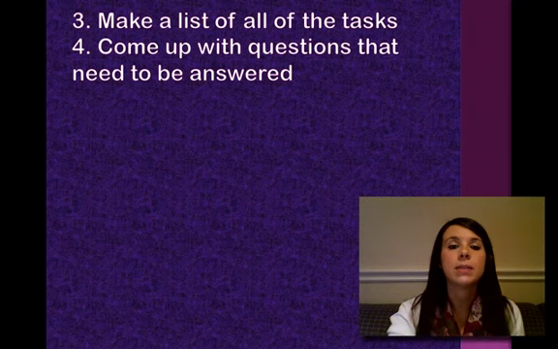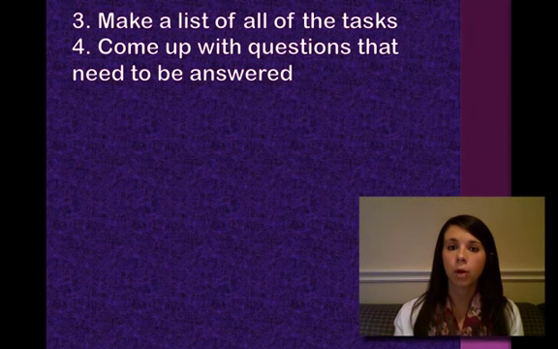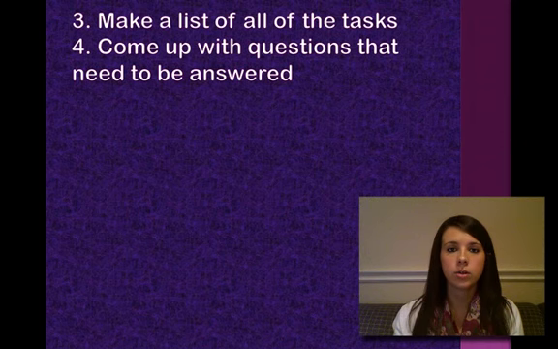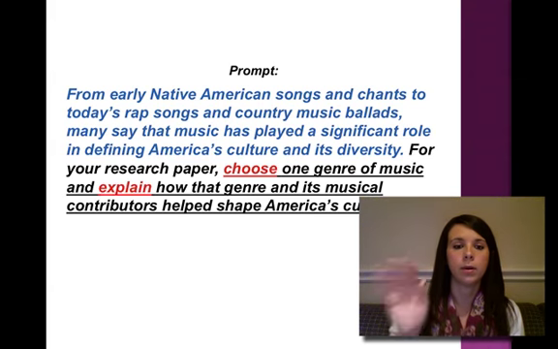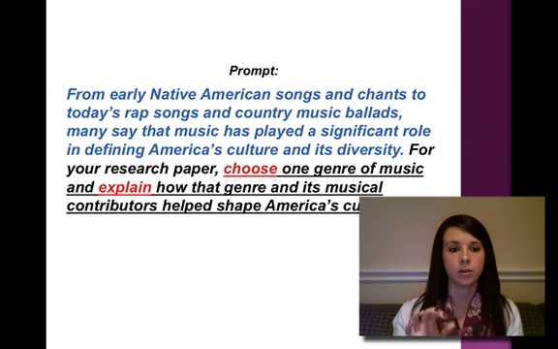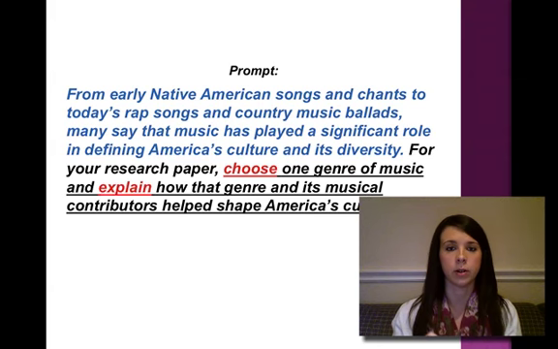Okay, the next step is to make a list of the tasks depending on the prompt that you have. Some are going to be more complicated than others. Some will have multiple things that you need to do. Some will be very straightforward and simple. When we look back here, basically our two tasks are to choose a genre of music and explain how that genre and its musical contributors helped shape America's culture.